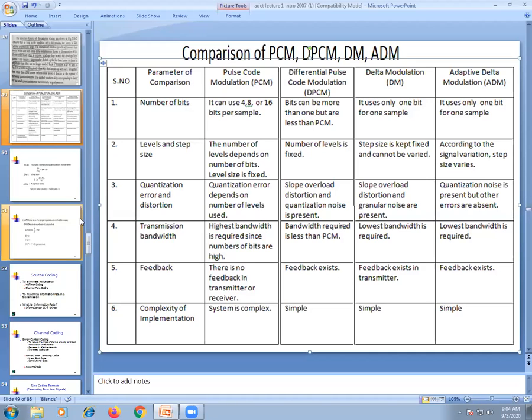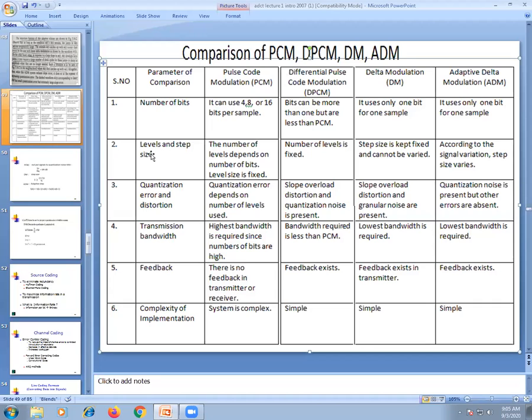In this process, pulse code modulation has its own role, and so do DPCM, delta modulation and adaptive delta modulation. So in this comparison, let us examine some of the parameters. One of the parameters is the number of bits, or number of code words, to assign a signal.